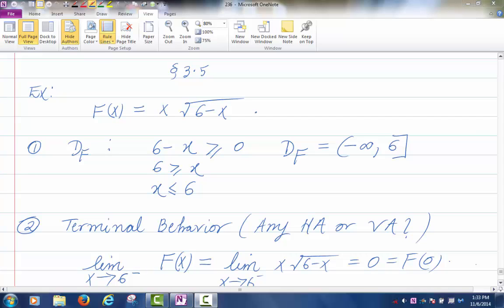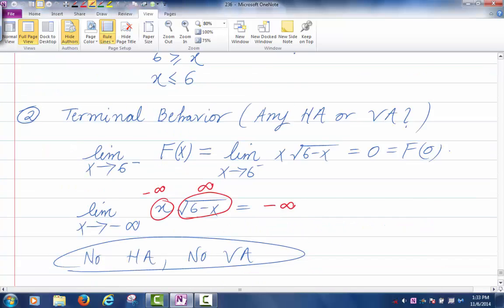We were looking at the function f of x equals x times the root of 6 minus x. We want to sketch the graph of that function. We came up with the domain. We determined the terminal behavior of the function, and we also looked at whether the function has any horizontal or vertical asymptotes, and we found none.